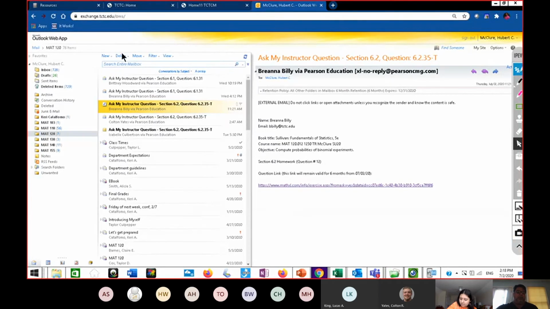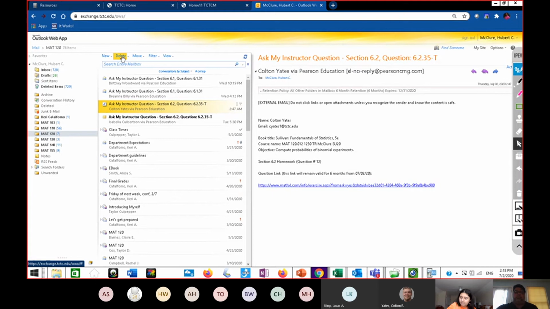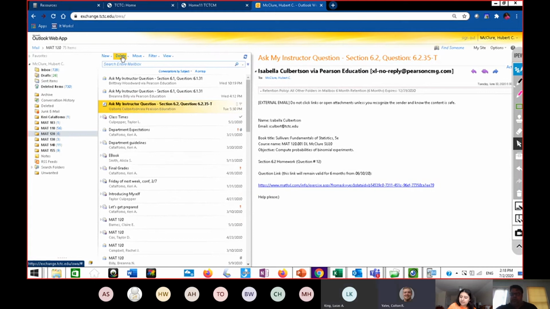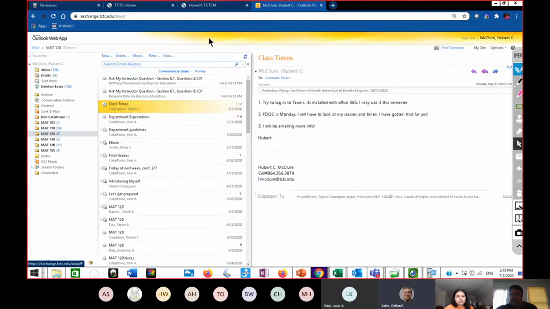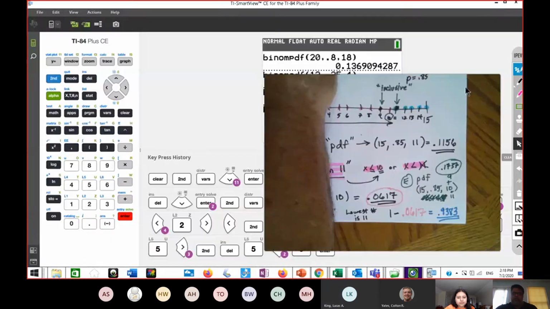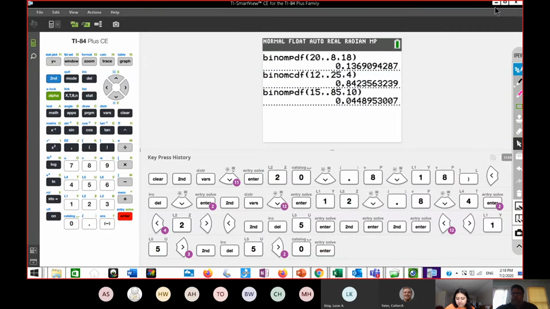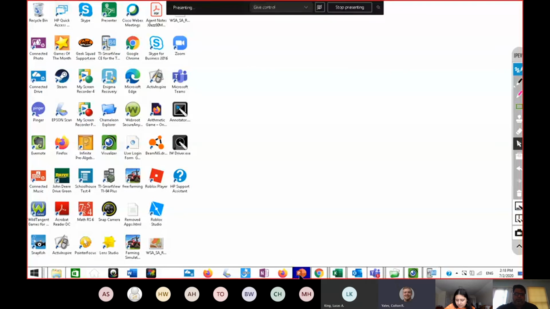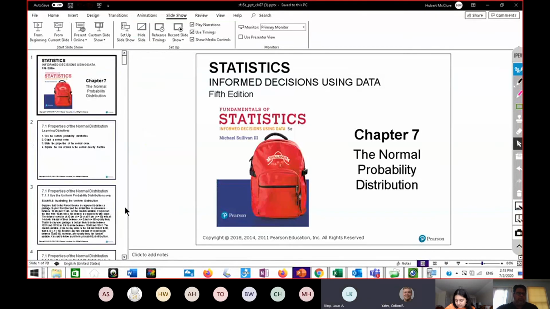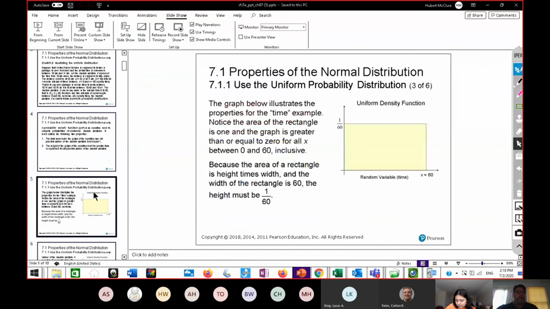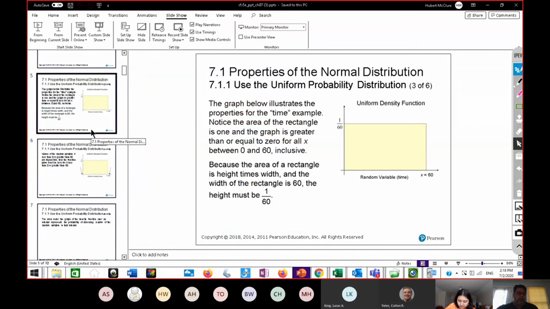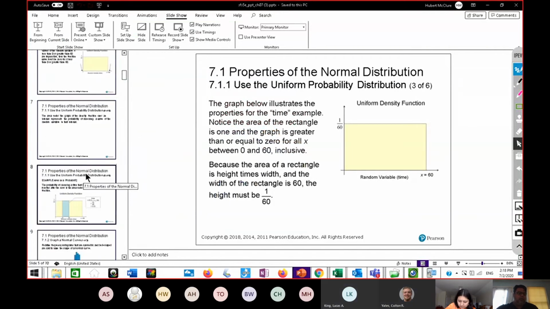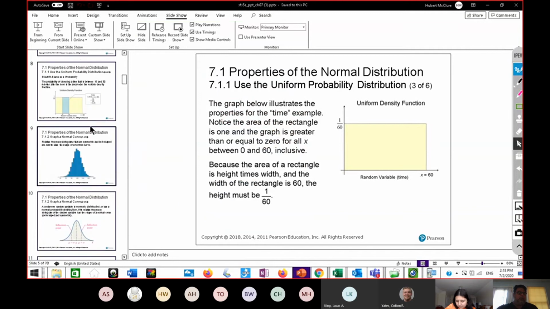We can actually work on chapter 7. So let's move. I don't have much time. I got about 15 minutes. All right, so let's go. I showed y'all the first part, which is the uniform distribution. I showed you that part. So there's uniform distribution, and I'm not going to worry about that. And then we're going to get to here.